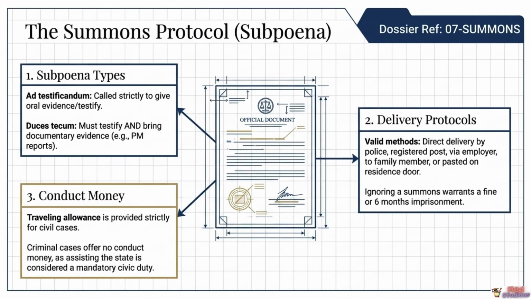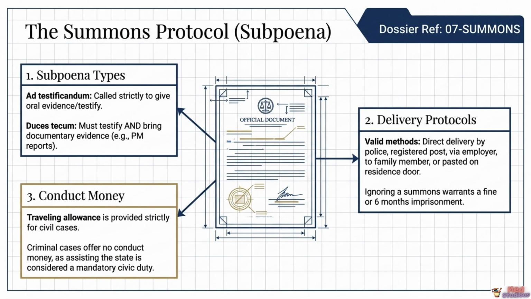When a court requires a doctor to appear and give testimony, it issues a formal legal document called a summons, internationally referred to as a subpoena. Understanding this document is non-negotiable for medical practitioners. There are two types of subpoenas. The first is ad testificandum, from the Latin meaning to testify. This summons calls you strictly to give oral evidence before the court. You are expected to narrate what you observed, examined, or concluded.